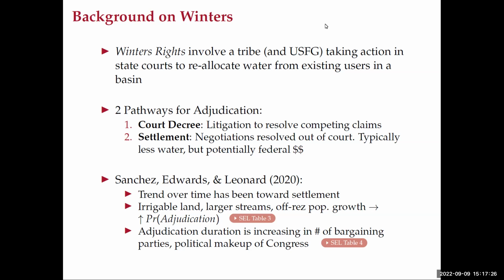We wrote a paper about this that's in Environmental Research Letters in 2020. It was basically about what causes settlements to happen and why they take a long time. There's a trend towards settlement: settlement increases as the benefits of settlement to the tribe increase. So if you have more land and the water is more valuable, you're more likely to settle. Settlements take a lot longer, especially with the number of bargaining parties and the political makeup of Congress.